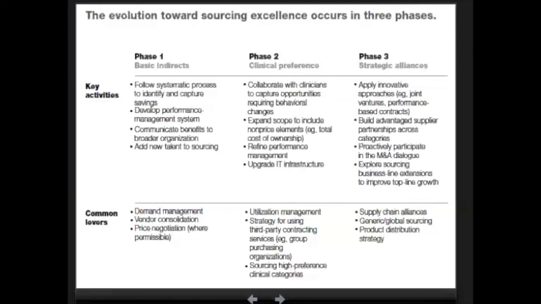So instead of just reducing the cost, you also are trying to see if the organization can gain top line growth through extensions of the type of items that you're sourcing, and therefore providing more services and hence higher revenue than what was achieved earlier. Here, the common levels will be supply chain alliances. You're creating some global sourcing strategies, generic sourcing strategies, and then product distribution strategy for different products, what the right distribution strategy might be.